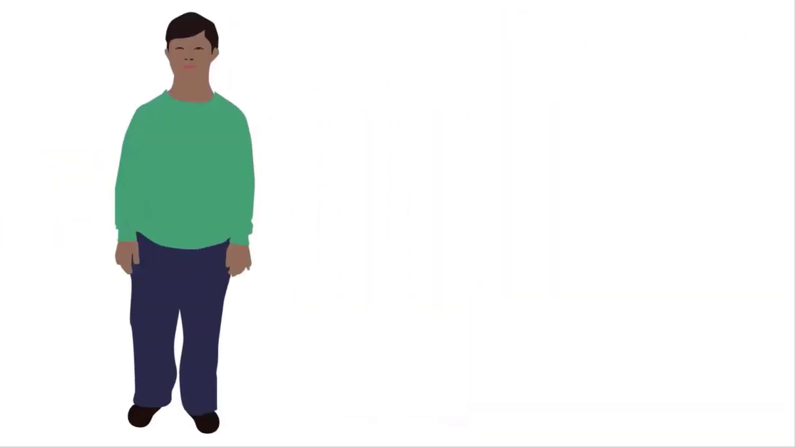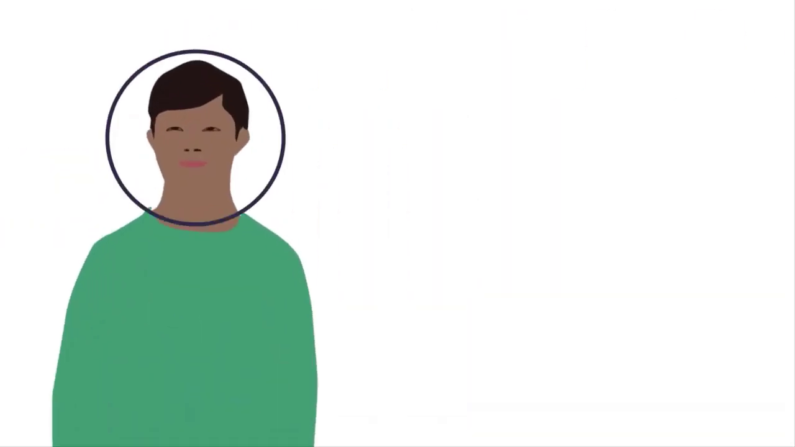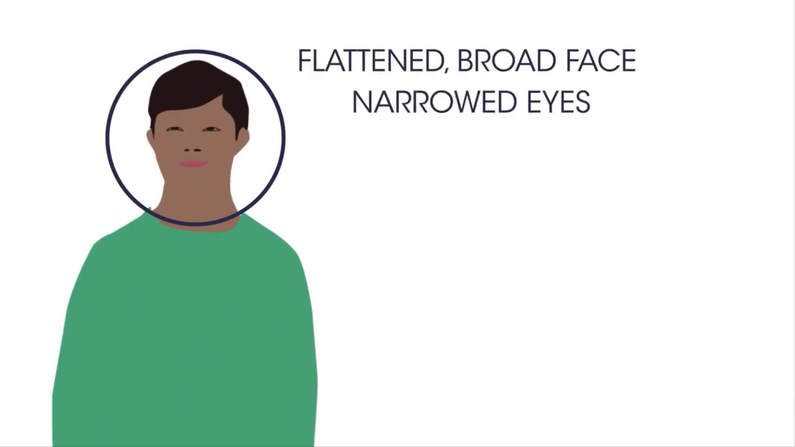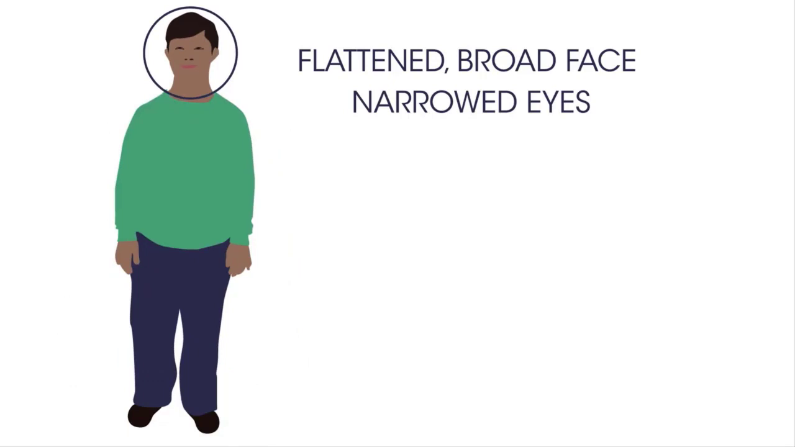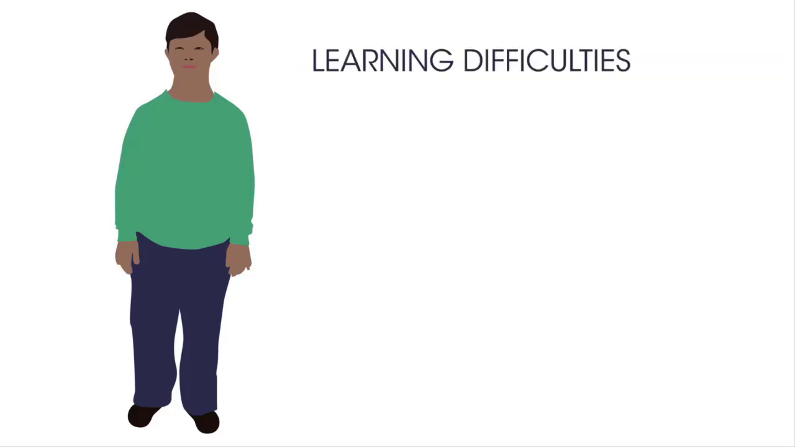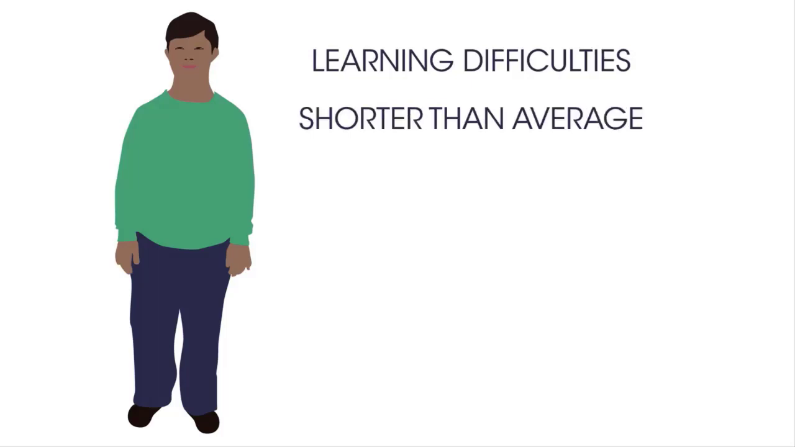Well, the difficulties vary in severity. Facial characteristics can include a flattened, broadened face and narrowed eyes. But people with Down syndrome don't all look the same. They also look like their parents and family. People with Down syndrome may have a lower than average IQ and a shorter than average life expectancy.